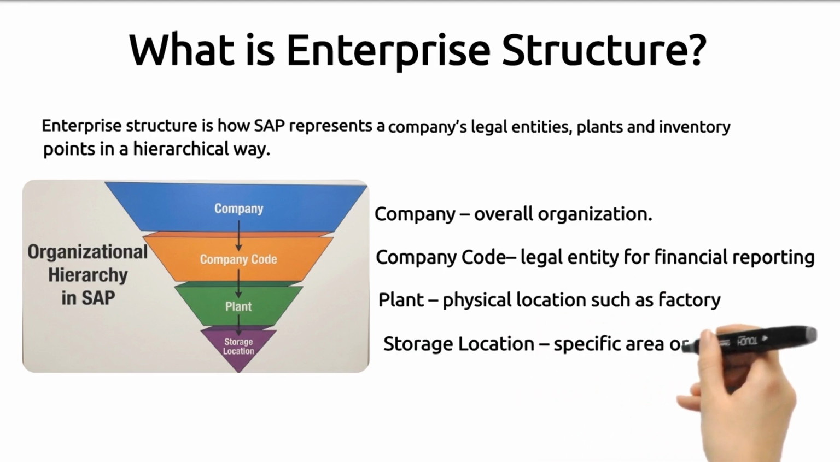This structure is critical because every transaction in SAP, every purchase order, every goods receipt, every inventory movement, depends on knowing which organization unit it belongs to. Without a clear enterprise structure, SAP wouldn't know whose inventory it is, which profit center to charge, or where the material physically exists.